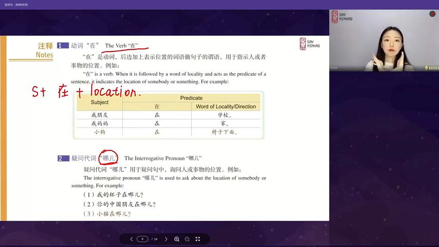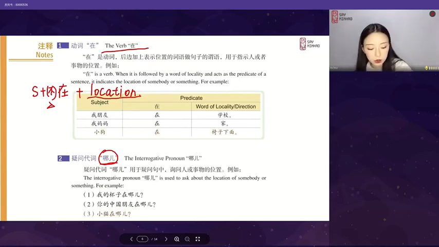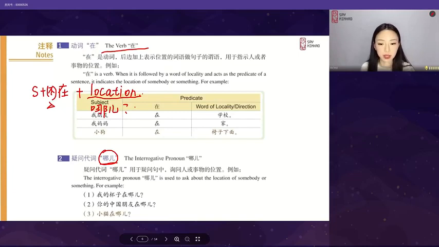And if I want to say 不在, then it is the negative form of it. 不在, not at somewhere. This is the negative form. And if I want to ask a question, I just need to change this location into 哪儿 and put a question mark after it. Somebody or something 在哪儿? This is the question and this is the declarative sentence. Okay, this is the structure of the verb 在.